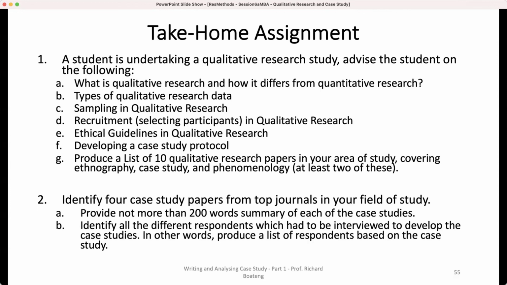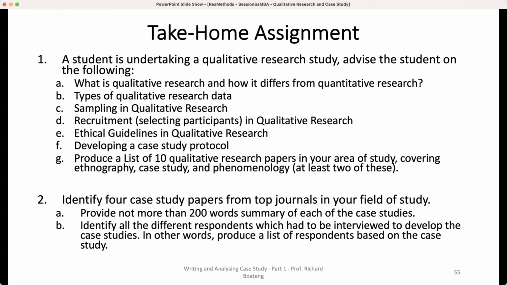Developing a case study protocol. And a list of 10 qualitative research papers. Not necessarily case study alone, but at least 2 of them. Ethnography and case study. A list of 10. It doesn't mean that all of them have to be 10 or 15. 5 of them have to be case study, 5 of them for you, whichever number you can get, but for your research area.